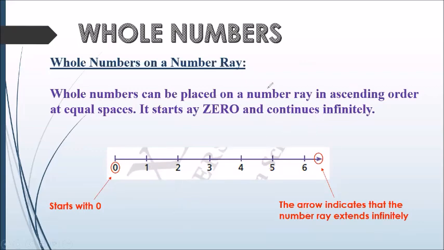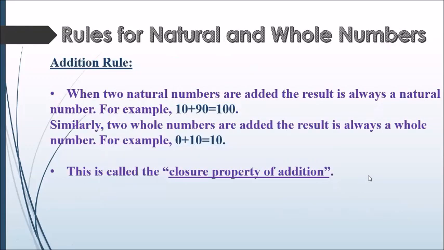Okay, class. So the only difference between the number ray of whole number and natural number is that natural number starts with the point one and the number ray of whole number starts with the point zero. Always make sure that there is equal space between the numbers and you put an arrow pointing towards the right in the end. This is very important that you have to put the arrow pointing towards the right at the end. It indicates that it is infinite.